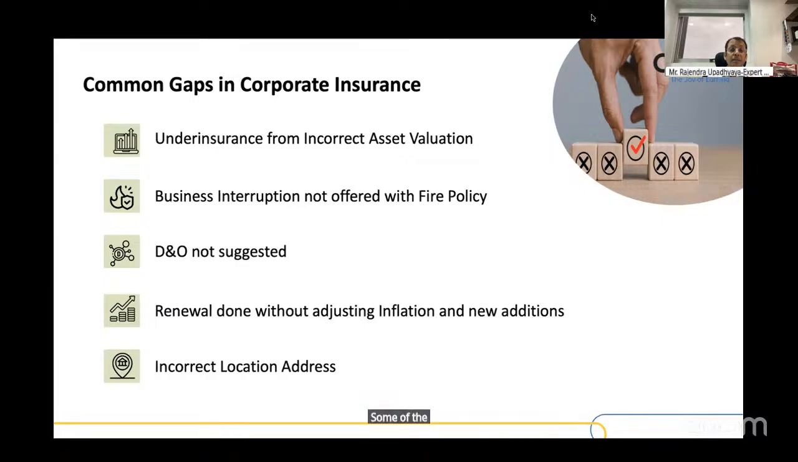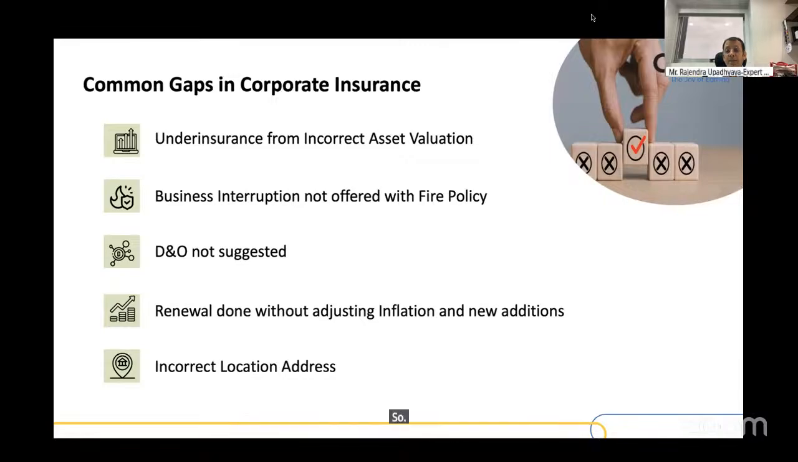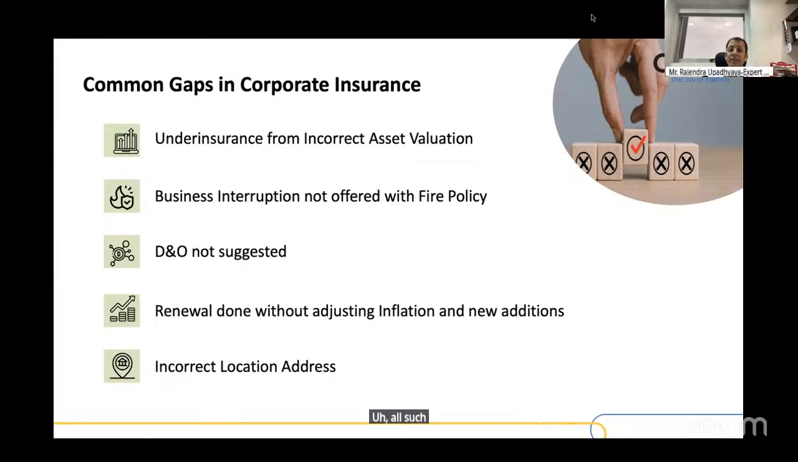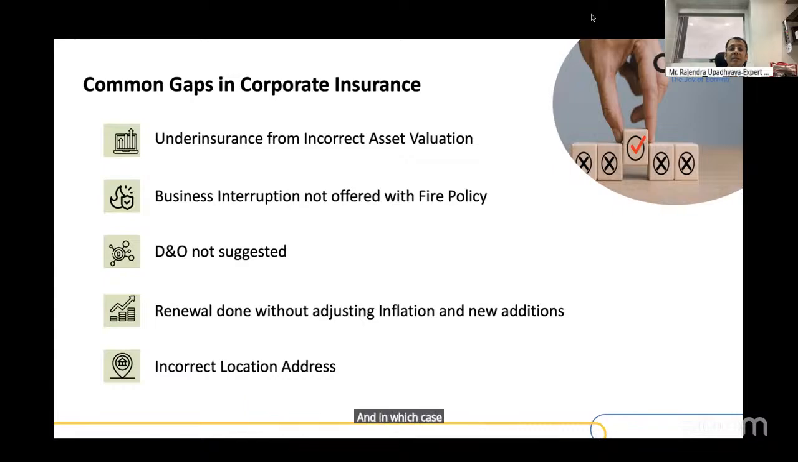Some of the other things which companies come across are things like professional indemnity. So as a CA fraternity, you, doctors, architects, all such professionals are liable for any sort of laxity in the professional duty that you are doing, in which case there can be legal suits on professionals. So again, a professional indemnity policy defends you from such claims.